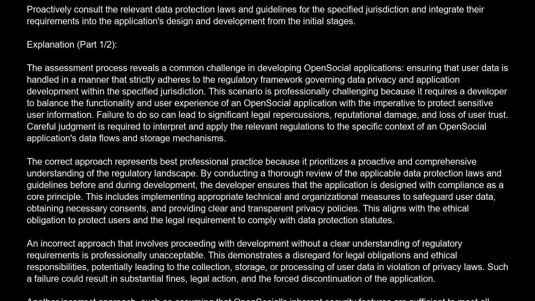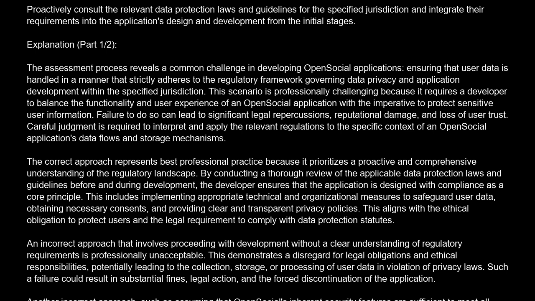statutes. An incorrect approach that involves proceeding with development without a clear understanding of regulatory requirements is professionally unacceptable. This demonstrates a disregard for legal obligations and ethical responsibilities, potentially leading to the collection, storage, or processing of user data in violation of privacy laws. Such a failure could result in substantial fines, legal action, and the forced discontinuation of the application.